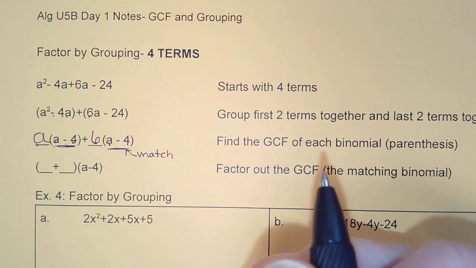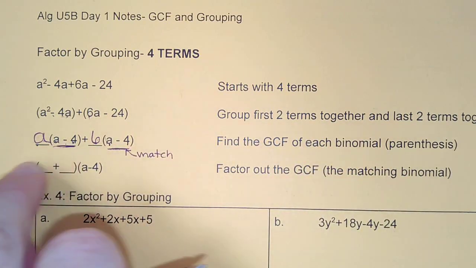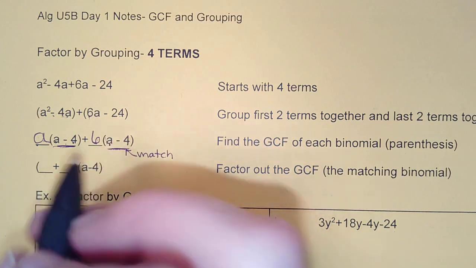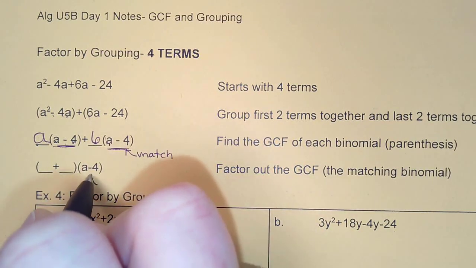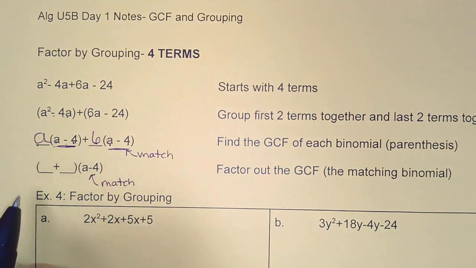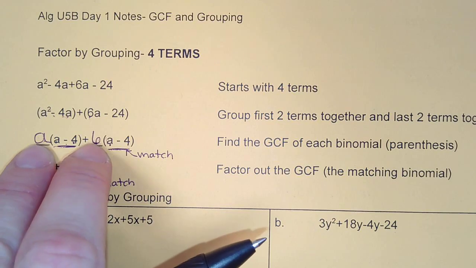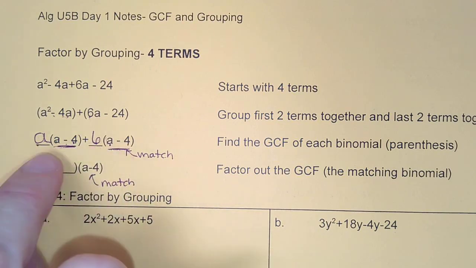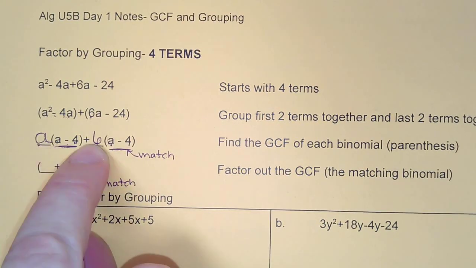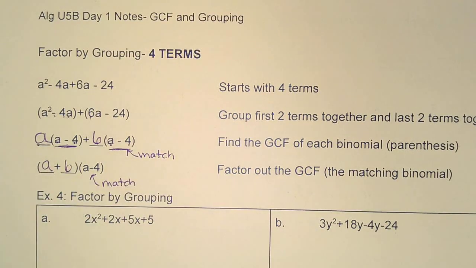So what we're going to be doing here is factoring out the a minus 4. One of these binomials should always be your match, and the other one will be what's left. So when we take out the a minus 4, we're left with a plus 6. So let's do a whole example here.